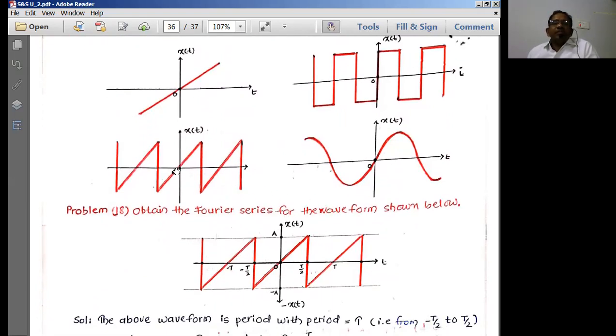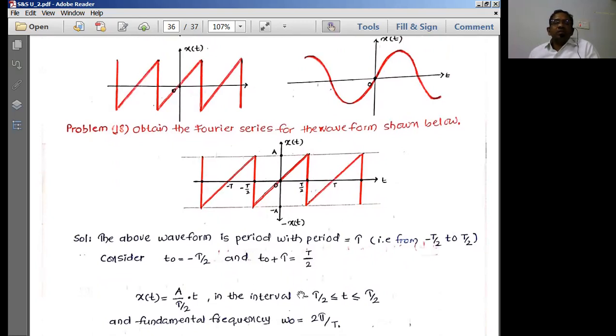So here, if you see, it is a ramp signal, a linearly varying ramp signal going from the origin. After 0, it is increasing in the positive direction. Before 0, it is increasing in the negative direction. So therefore it is going to be called odd symmetry, sorry, odd symmetry, not even symmetry. Similarly, the same kind has been shown over here. Now, obtain the Fourier series for the waveform shown below. The same waveform has been shown here. And the time limits are taken as what now? Minus T by 2, 0, plus T by 2.